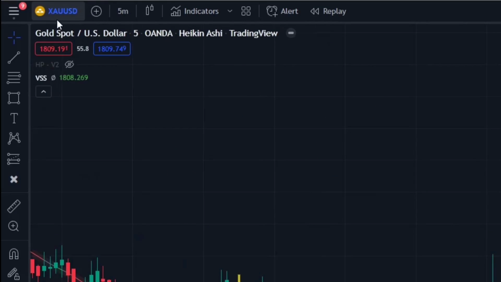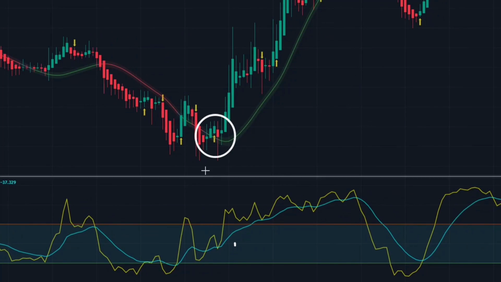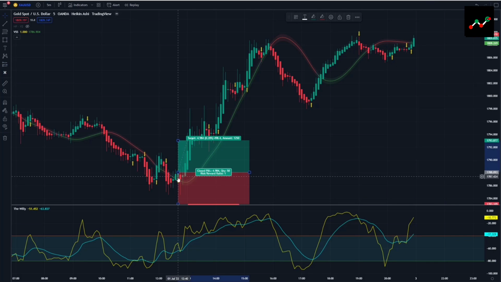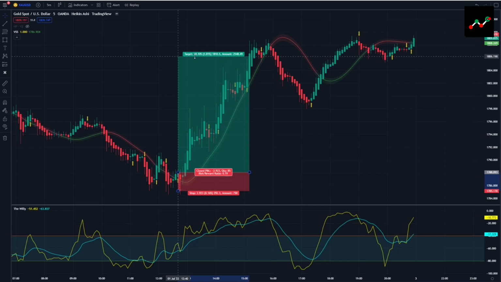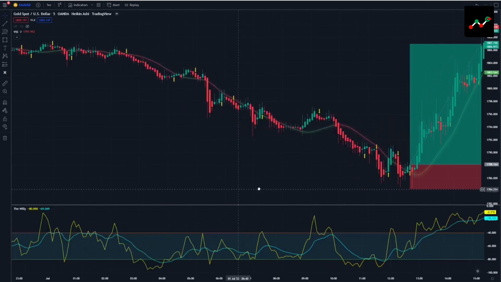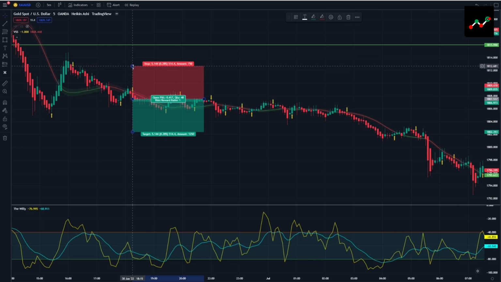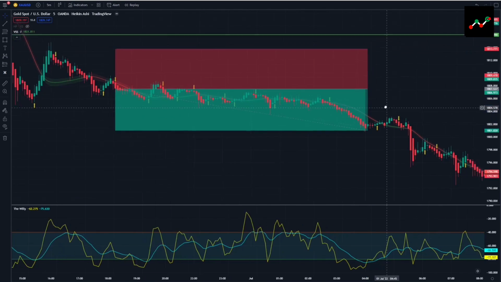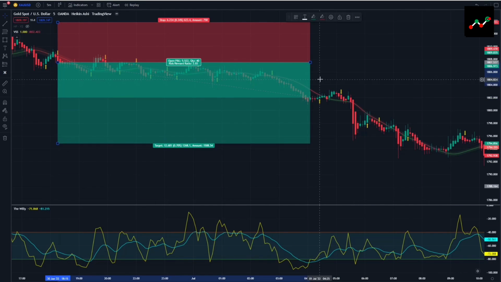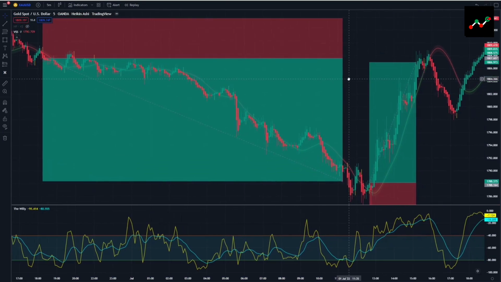Let's test some more trades using this strategy in gold chart. There is a valid signal here, so I enter a buy position. I'm looking for a valid sell position. Here I found a valid sell position. It's obvious that this strategy gives us fewer signals, but all of its signals 100% reach profit.